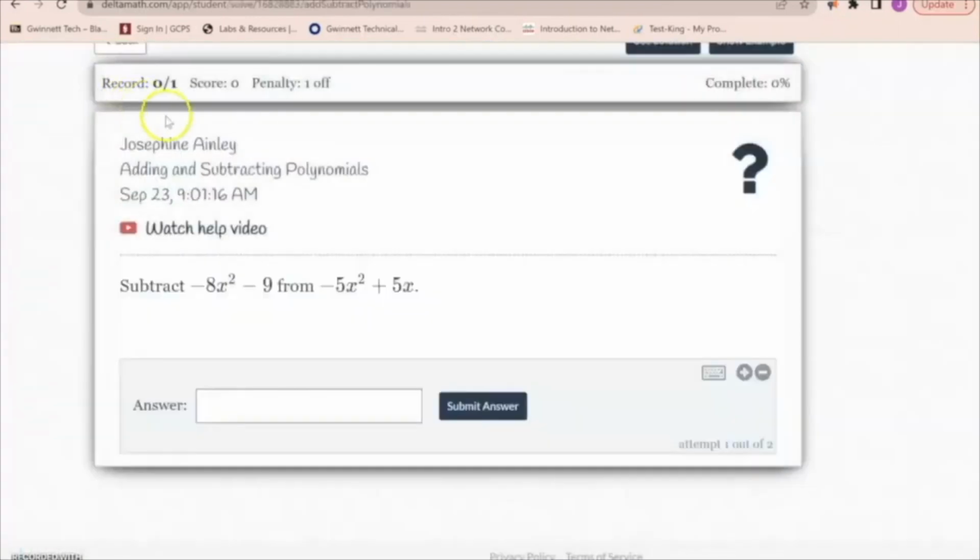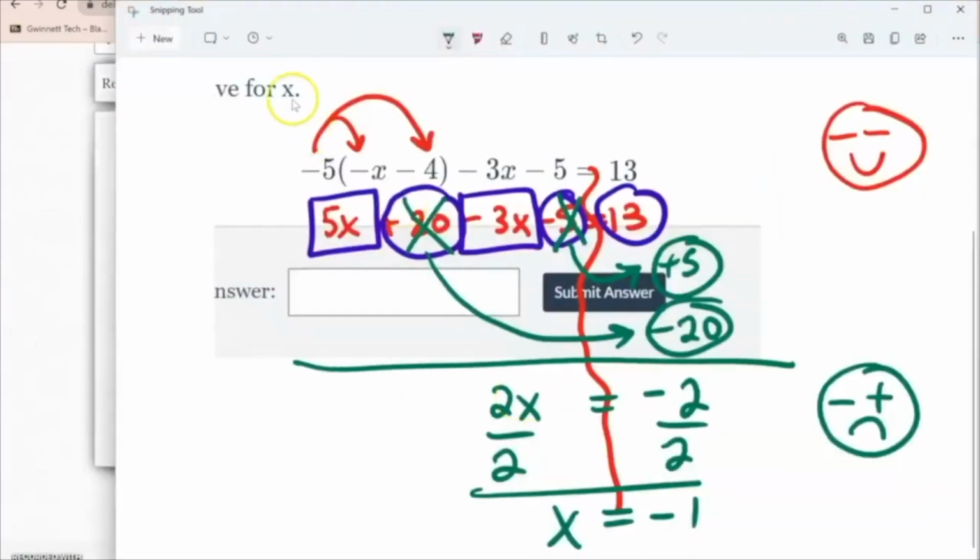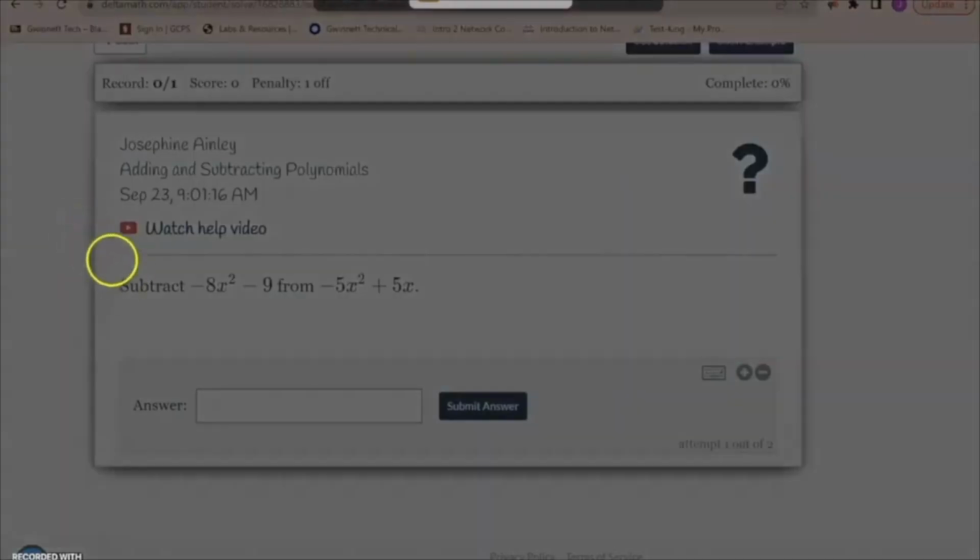So I'm going to click on the first one and make sure you write the work in that box so that tomorrow or whenever you're taking your test, you know what you're doing. All right, so I'll do the first one.